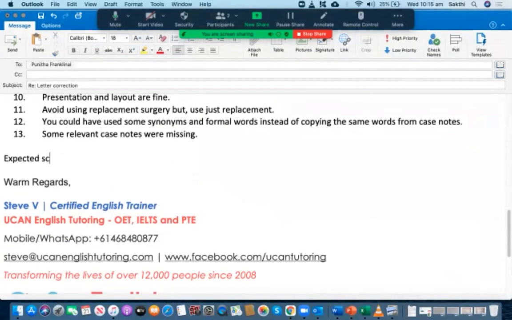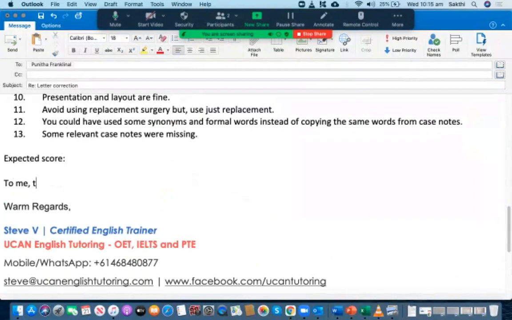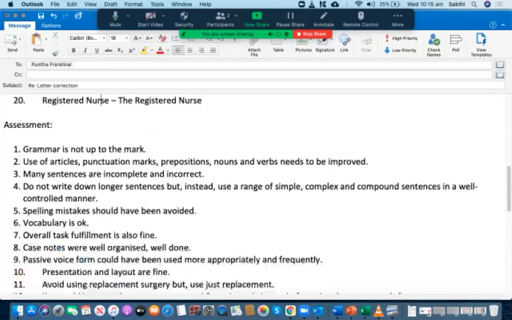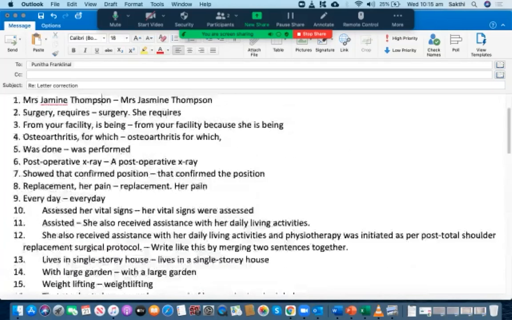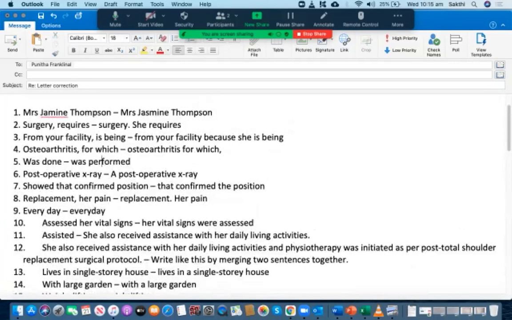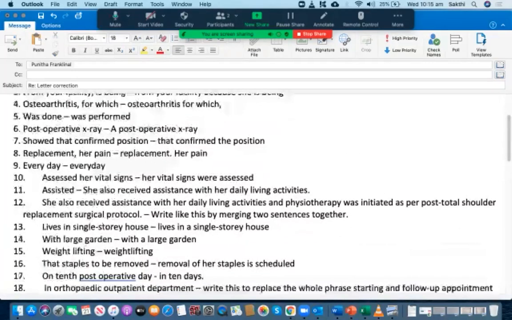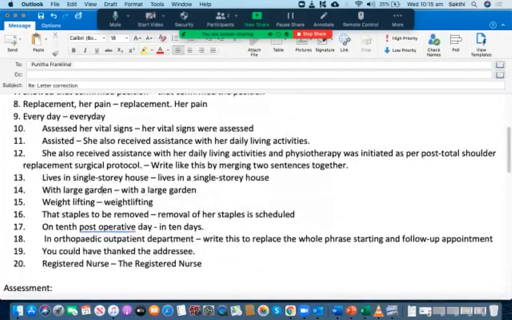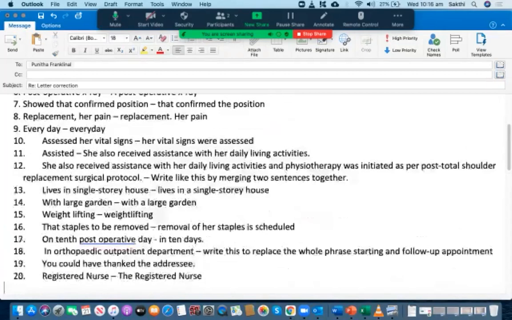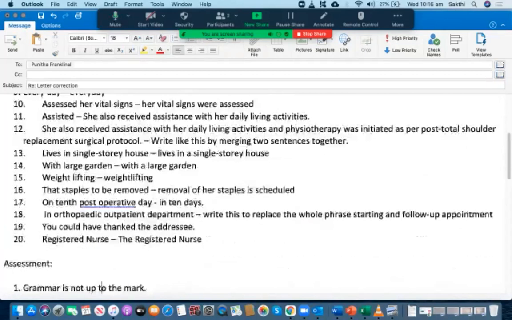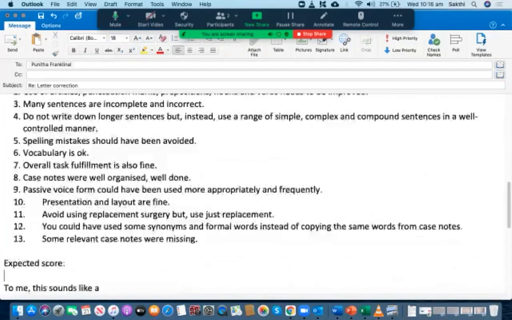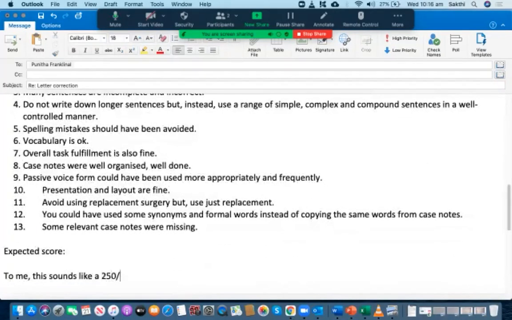Expected score. Okay, to me this sounds like a C. Just a minute. I'm the trainer. I have to give you the score. Okay. All right. I made this many mistakes, then how can I expect marks? Yeah, that's true. Unfortunately. Some mistakes are minor, okay? Maybe 2 to 3 mistakes are okay. They are minor. But the majority, out of 20, at least 16 or 17 mistakes are major. So, yeah, you're right. What you have said is right. To me, it sounds like a 250 out of 500 graded letter.